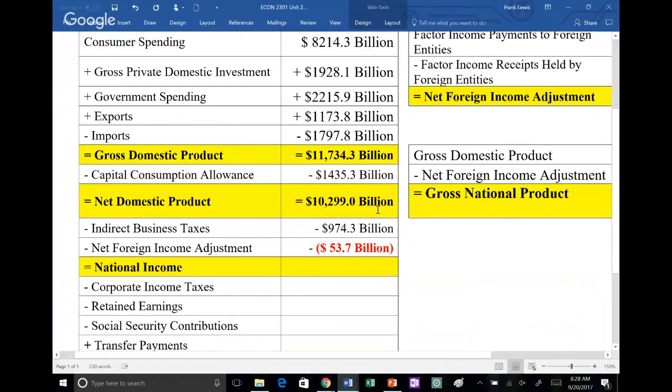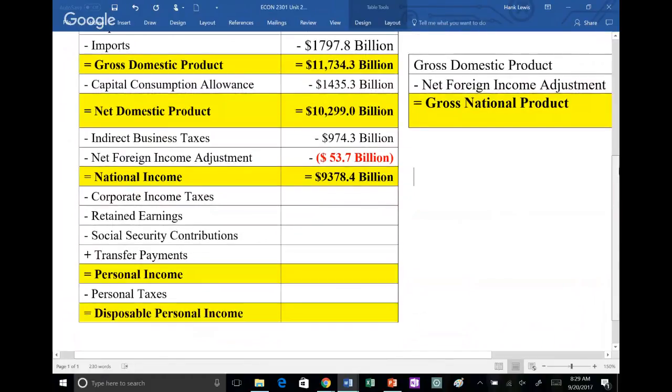So you start with the net domestic product, you subtract the indirect business taxes, and subtract the net foreign income adjustment. Watch out here. If net foreign income adjustment is negative, and let's be clear, it's not always negative every year. Some years it's positive. But since it's negative in this particular year, when you subtract a negative number, the math rule says you must add it as a positive number. So when you run these numbers through your calculators here, and don't just take my word for it, run it through, you get $9,378.4 billion for the national income.